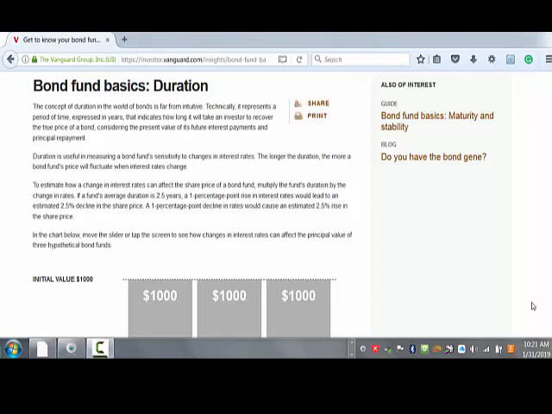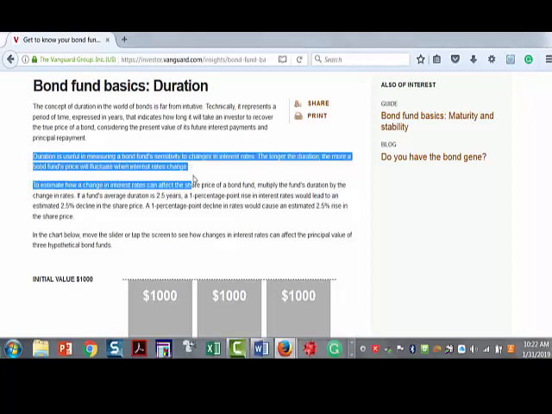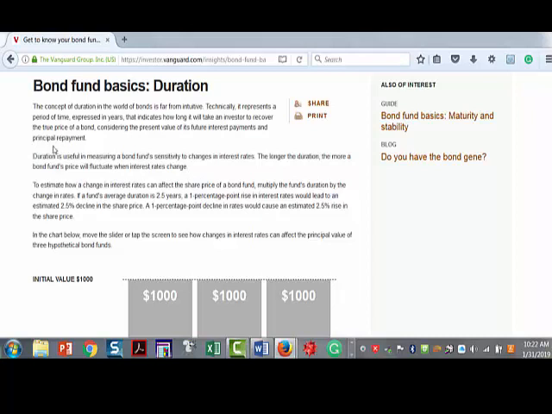Okay, so here we are on Vanguard's website, where it discusses the various mutual funds that they offer investors. Investors like you or I, who can invest in these bond funds. And so it gives you some background on duration, bond fund basics. And then it talks about duration, as you can see right here. A useful measure is useful in measuring a bond fund's sensitivity to changes in interest rates. The longer the duration, the more the bond price will fluctuate when interest rates change.